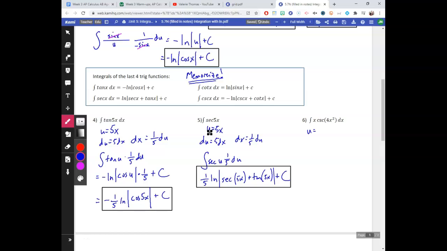Well, inside, you do want 4x squared to be in there. And of course, when you take the derivative, you'll have an x, and that's what that x out there is for. That will undo that one. So du is going to be 8x dx, so dx is 1 over 8x du. I'm running out of room. All right, integral of x cosecant of u, 1 over 8x du. The x is divided out.